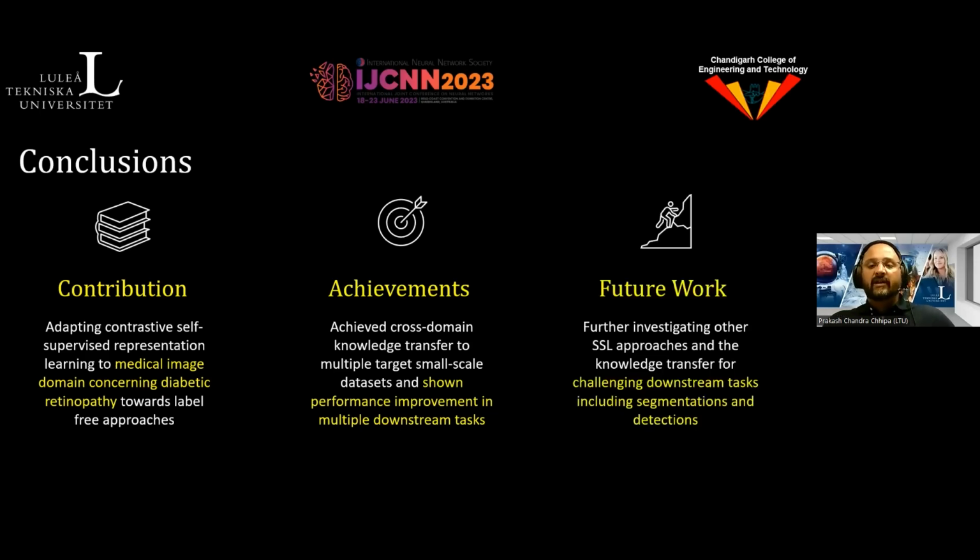And finally, the future work. So far the investigation is focused on classification downstream tasks on the target datasets in the knowledge transfer. However, it would be interesting to see how well self-supervised representation learning helps to improve performance for more challenging tasks like segmentation and detection.